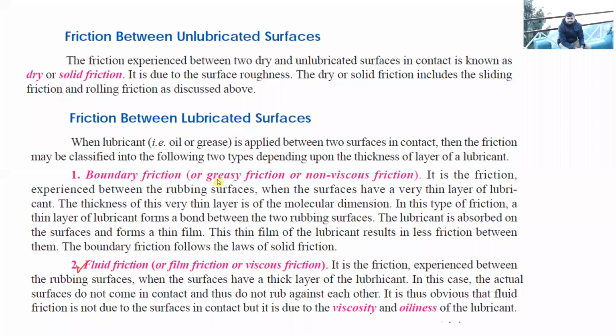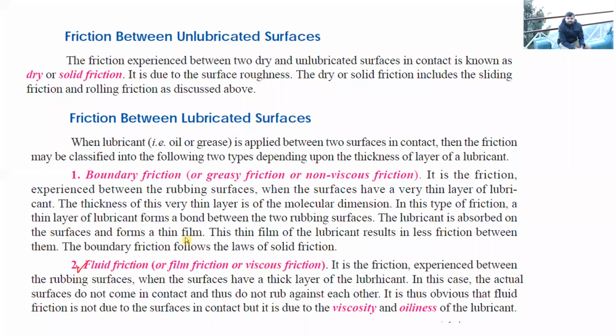Boundary friction is also known as greasy friction or non-viscous friction. Boundary friction is the friction experienced between the rubbing surfaces when the surfaces have a very thin layer of lubricant. If the layer is very thin, then the friction experienced by the two rubbing surfaces is called boundary friction. The thickness of this very thin layer is of molecular dimension. In this type of friction, a thin layer of lubricant forms a bond between the two rubbing surfaces, and the lubricant is absorbed on the surface and forms a thin film.